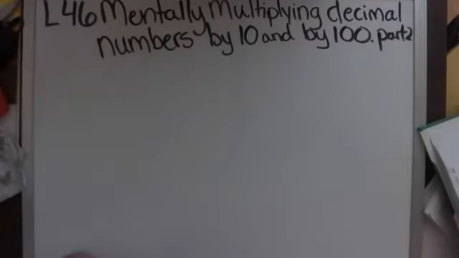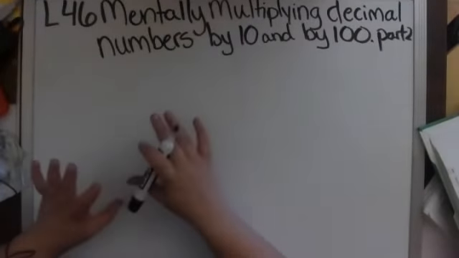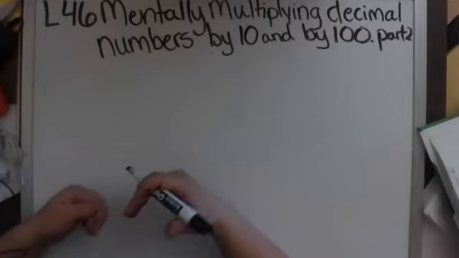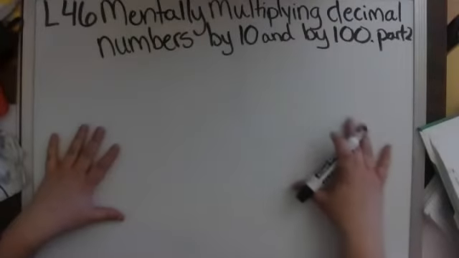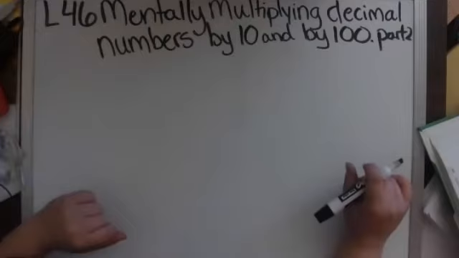This is part 2 of lesson 46 for course 1, mentally multiplying decimal numbers by 10 and by 100. When it says mentally, it means you should be doing it inside your head. It means you shouldn't be writing anything down. If anything, you maybe keep track with fingers or anything else, but it's in your head. I'm going to be showing you on your board what could potentially be happening inside your head, but you should be doing it inside your head.